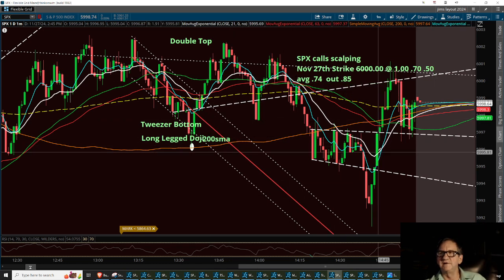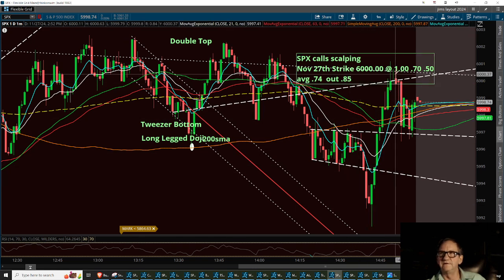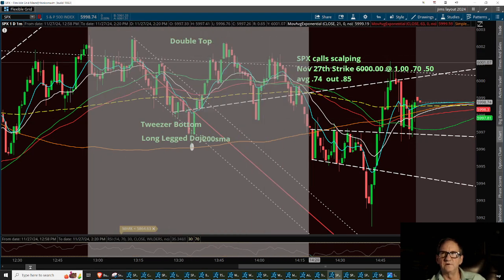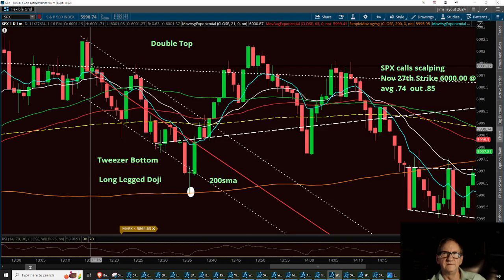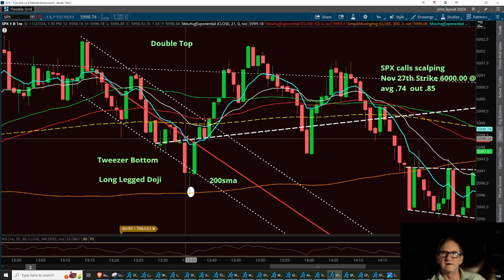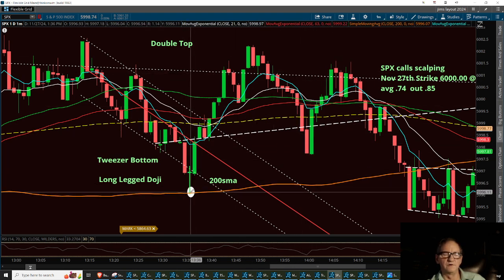We had 3 white soldiers here. I was out of this trade once I got to 85 and made $300, but that could have been a $4,000 trade right there. Here's another one right here that I called out in the room. This snake breakout. We had a head and shoulders right here, broke out, and then it pulled back. Another breakout to the upside. It hit the 200 SMA right here, and that's the one I called out.